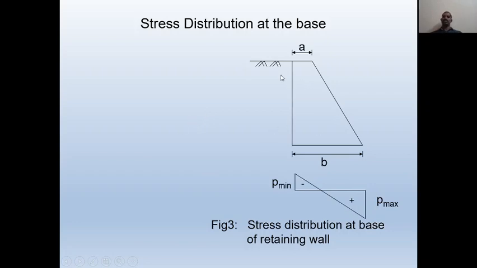You can get the stress distribution based on the two stresses generated, that is sigma maximum or p maximum at the toe, and similarly p minimum or sigma minimum at the heel. You can see in this diagram it is positive, that is compression, under the toe, but under the heel it may tend towards p minimum, that is negative. But this is not the case with every kind of loading.